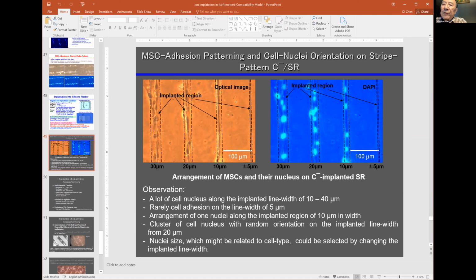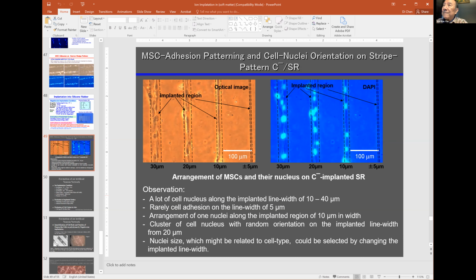The cell will prefer the area that is hydrophilic. That means the water will love to stick there, and the water will be repelled by the other region. Whatever water likes to be there, the cell will also like to be there. So there are a lot of cell nuclei around the implanted line. The line width is about 10 to 40 microns. So this is not nanometer-type research, it's large-scale research. They show this kind of growth and so on.